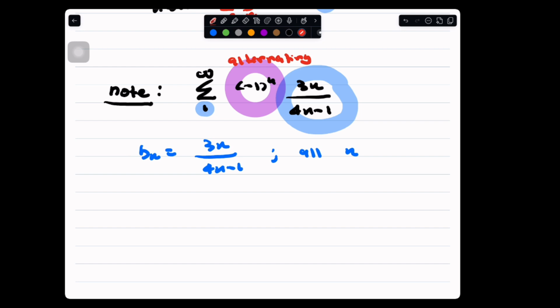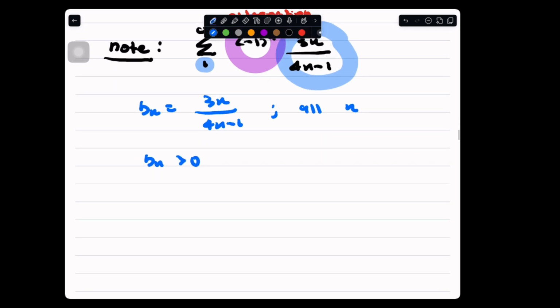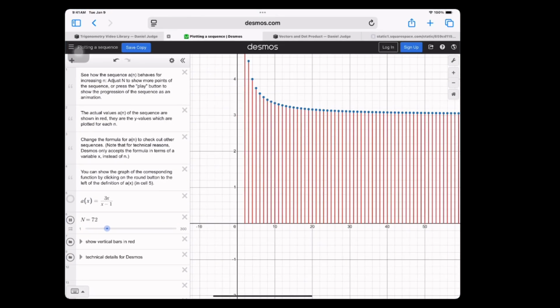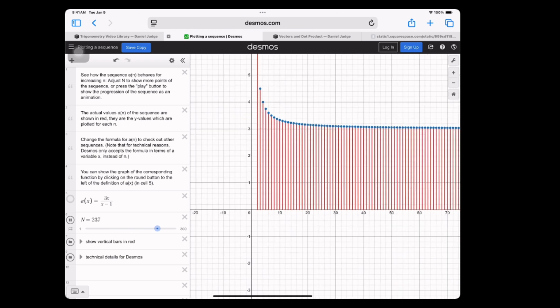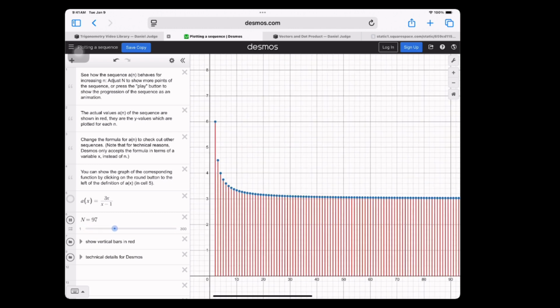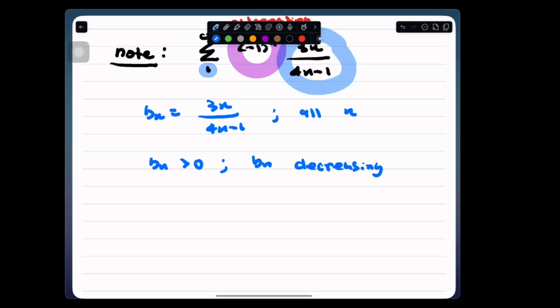Well then, what does it mean to be alternating? Are my b_n terms positive? Yes. Is b_n decreasing or is it increasing? Well, I entered that into Desmos. And what do you guys see? Sure enough, it's decreasing. Is that true? So it's decreasing. Good.